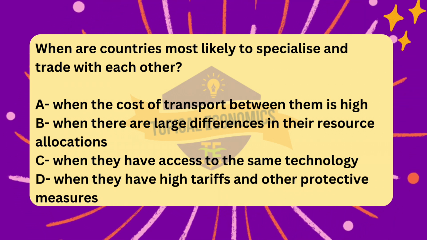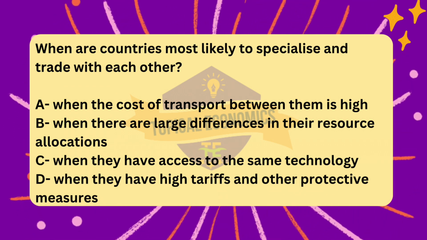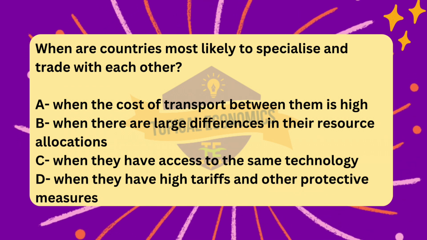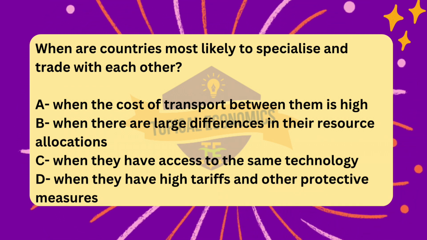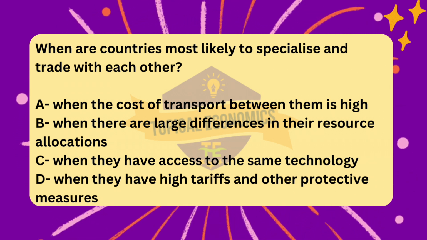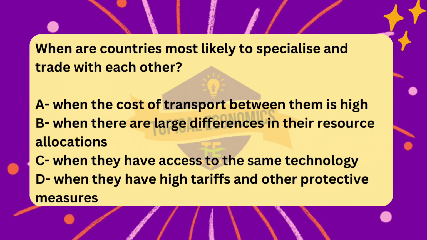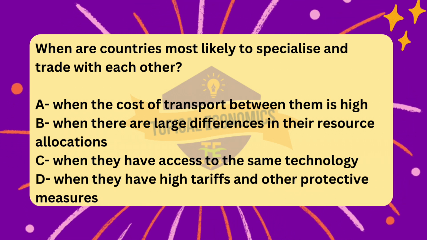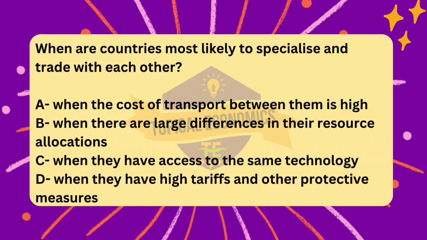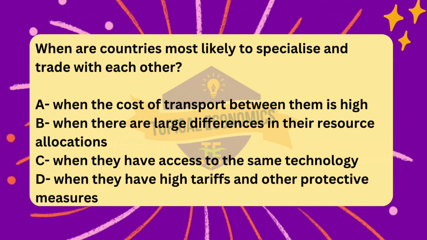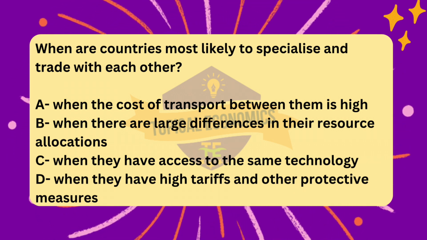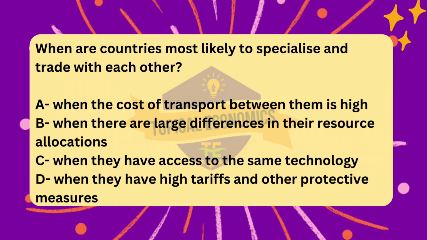The other options are less likely to lead to trade and specialization. Option A, when the cost of transport between them is high, discourages trade because it makes it more expensive to exchange goods between countries. Next, option C, when they have access to the same technology. If countries have the same access, their production capabilities are likely to be similar, which reduces the need for trade based on comparative advantage. Lastly, option D, when they have high tariffs and other protective measures, typically reduces trade by increasing the cost of imported goods and encouraging self-sufficiency.